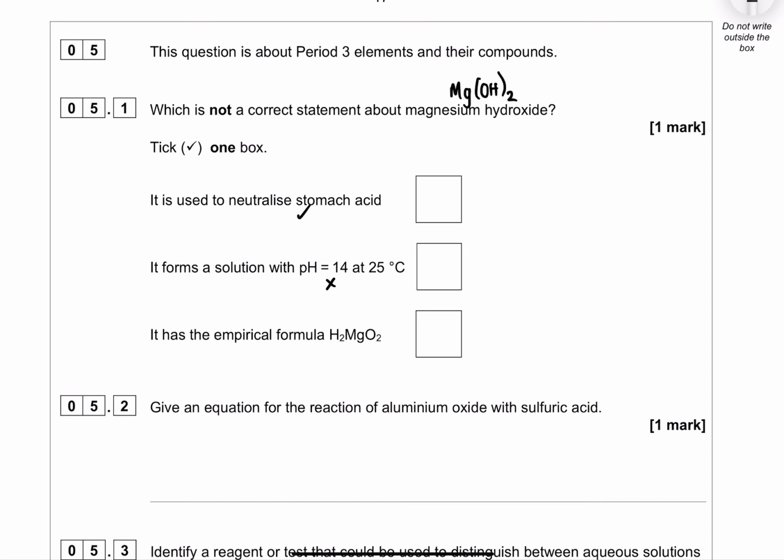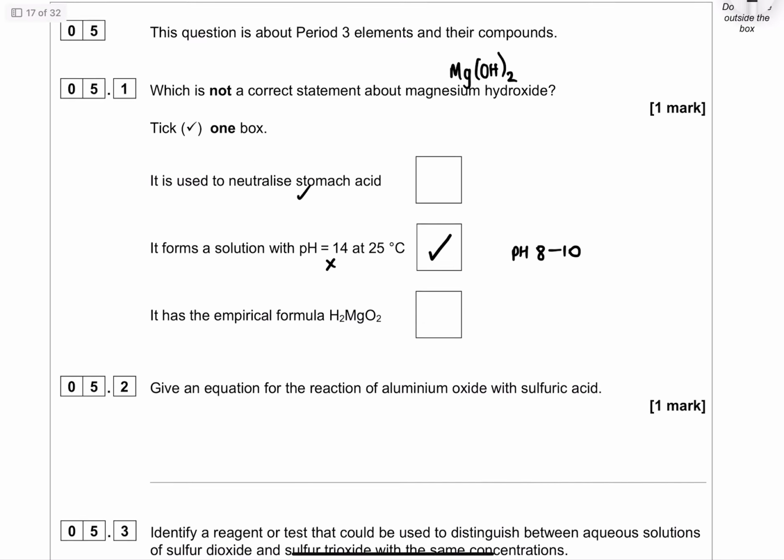Well, that's not true, because magnesium hydroxide is sparingly soluble, so it has a pH of around 8 to 10 at 25 degrees C. So this is the one that's not true, but we can just double check. It has the empirical formula and the molecular formula of having 2 hydrogens, 1 magnesium and 2 oxygens. That's true.